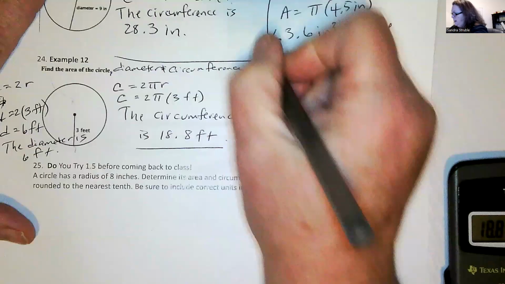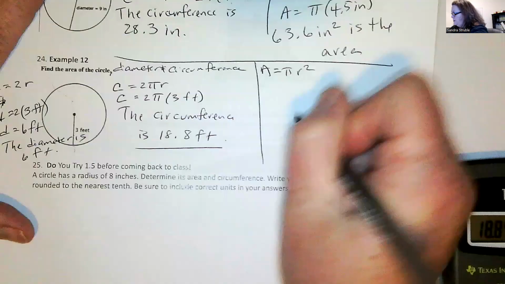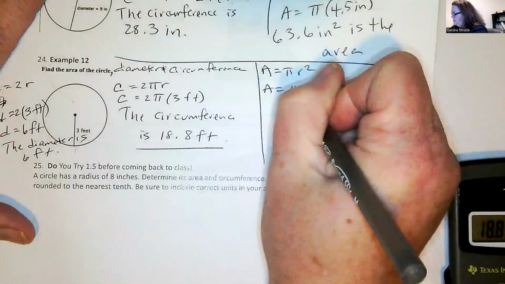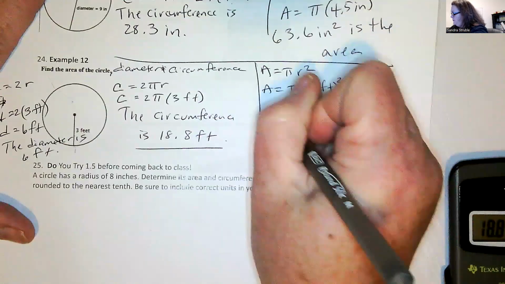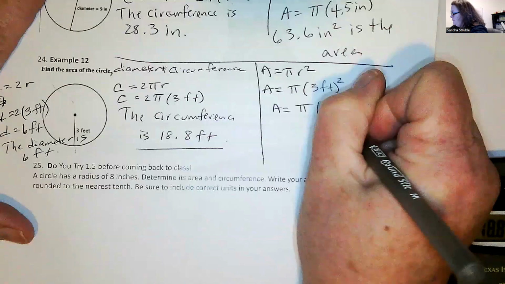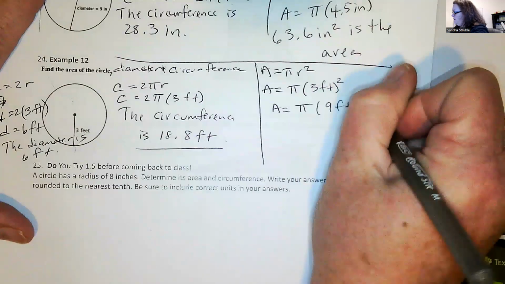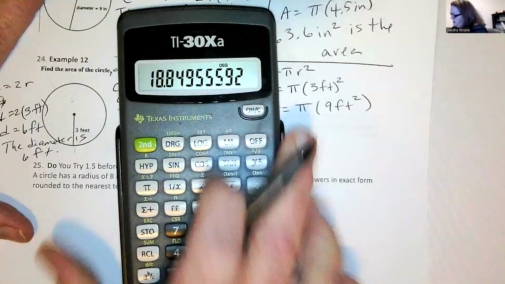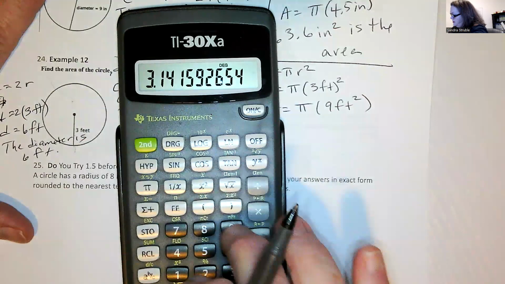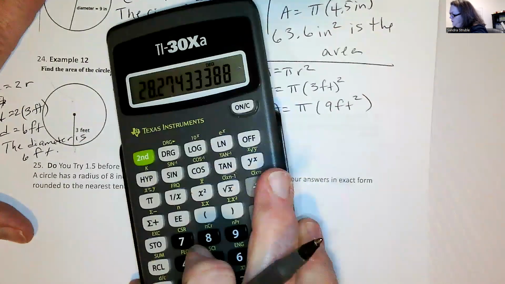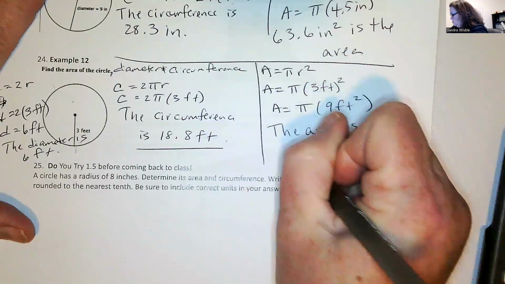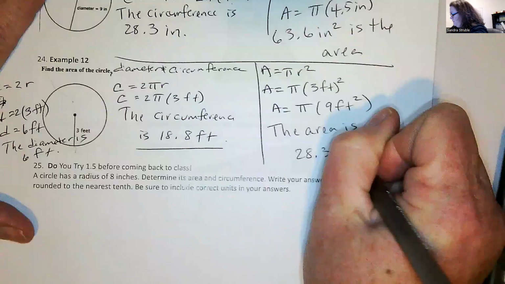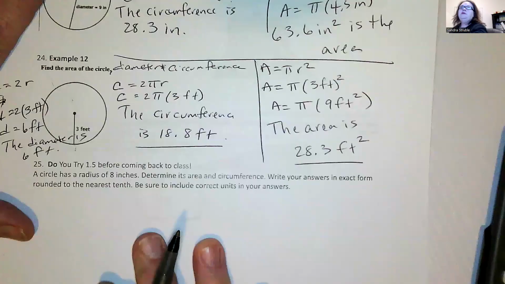And the last one, the area is just pi r squared. So the area is equal to pi, the radius is 3 feet, and we're going to square that. Pi times 9 feet squared. So pi times 9 is 28.3. The area is 28.3 feet squared.